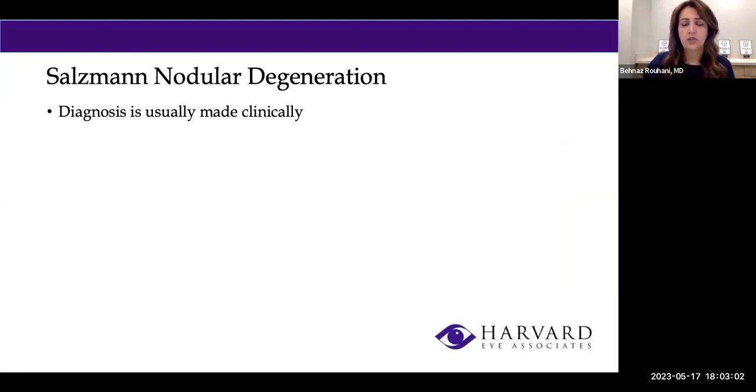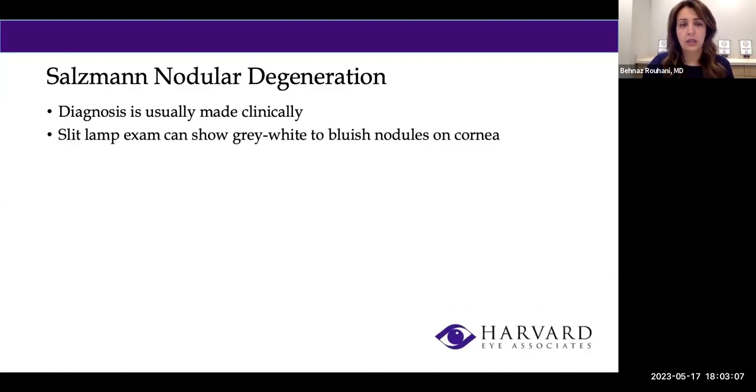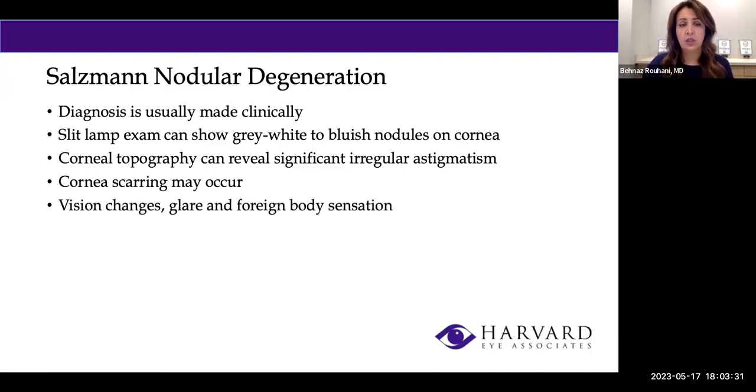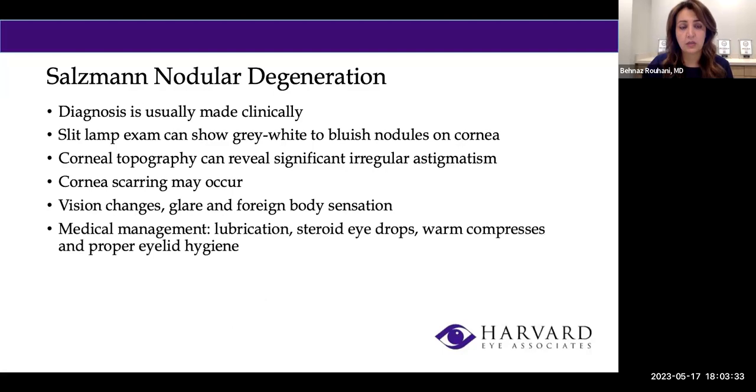Diagnosis is usually made just by looking and doing the examination clinically. As I showed you in that picture, they're usually gray-white to bluish nodules on the cornea. Sometimes when they get bigger, they can cause a lot of foreign body sensation and irritation to patients. Corneal topography or mapping can show a lot of irregularity or astigmatism that patients will notice by changes in their vision. Corneal scarring can happen, visual changes, glare, foreign body sensation, as we talked.